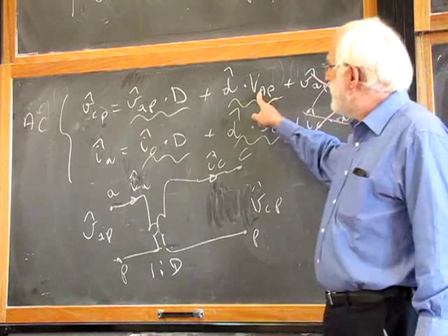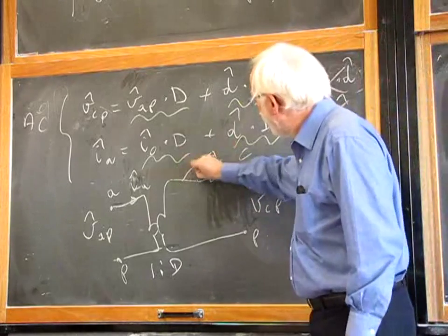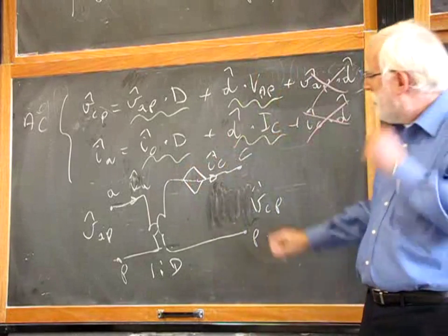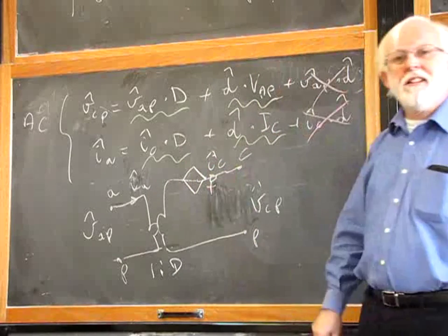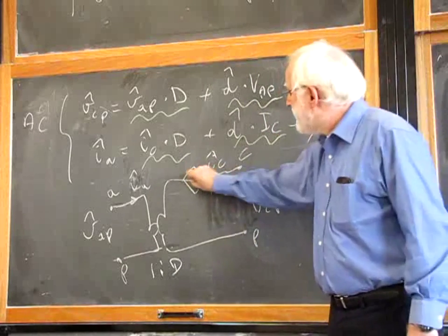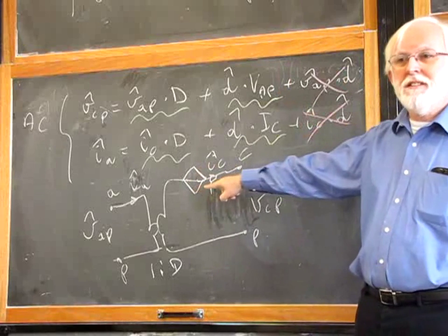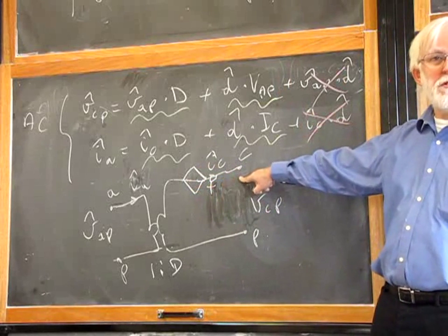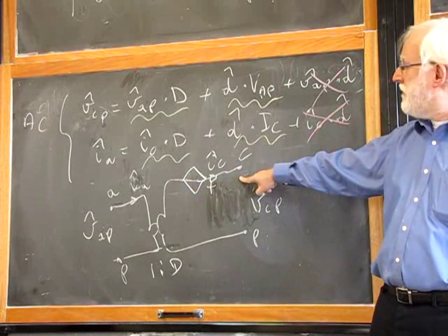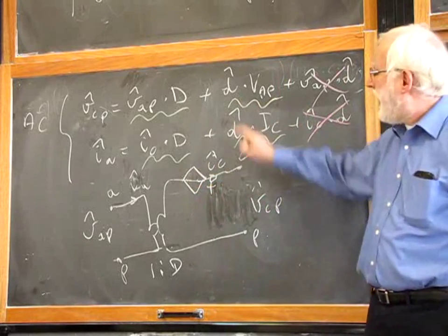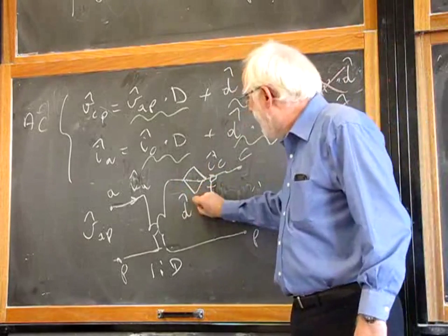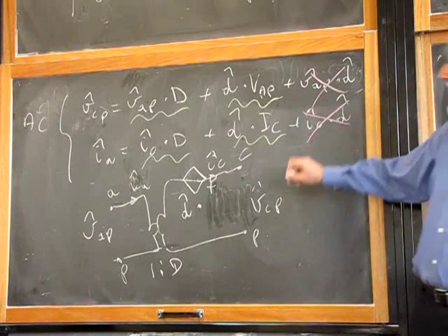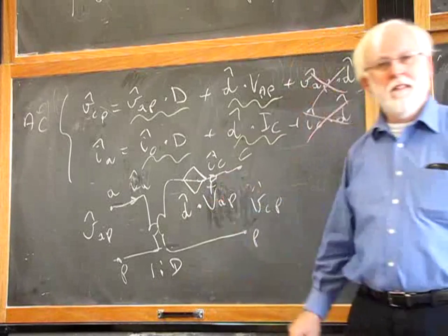So here, if I want to add this component to the output, we have here a controlled voltage source with the positive on the right hand side, and this controlled voltage source is controlled by... what is the variable controlling this voltage source? D hat. Yeah. This is D hat times capital V_AP.